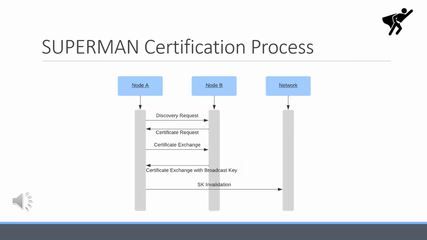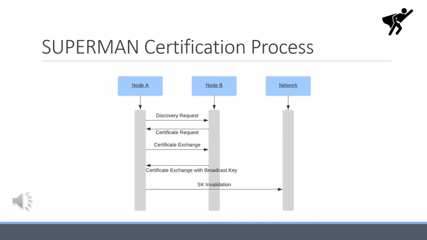Here I will go over the certification process of the Superman protocol. First, each node is provided with a certificate from a trusted authority in order for it to join the Superman networks. And the joining node, in this case node A, seeks to join a network by periodically broadcasting a discovery request, which contains its public key share. This continues until it receives a certificate request from a networkable node, in this case node B.